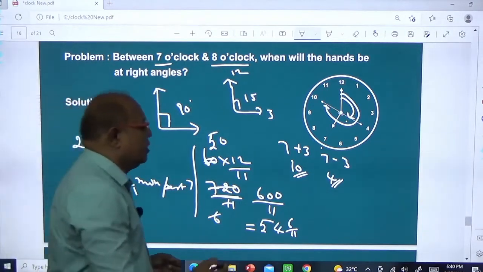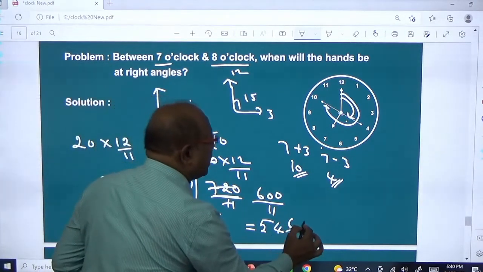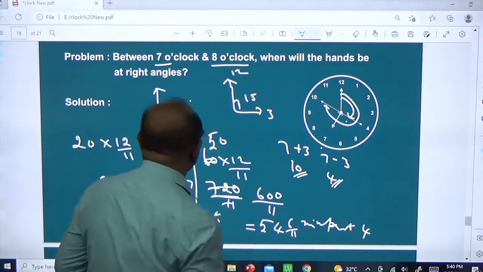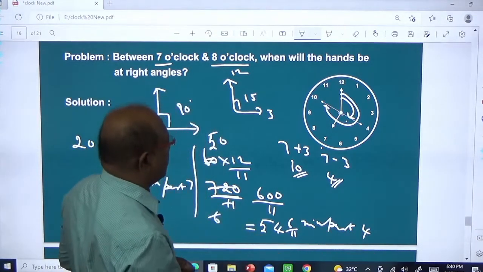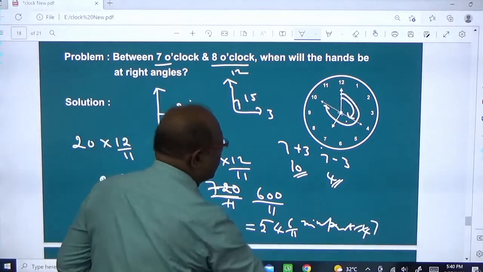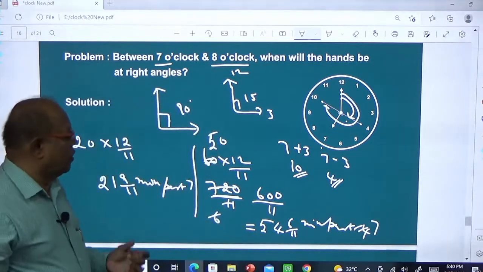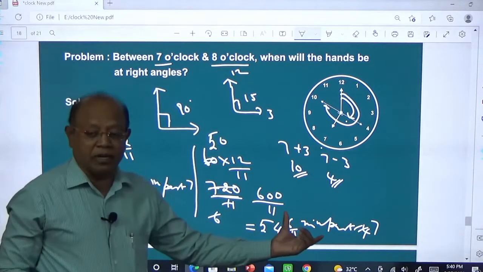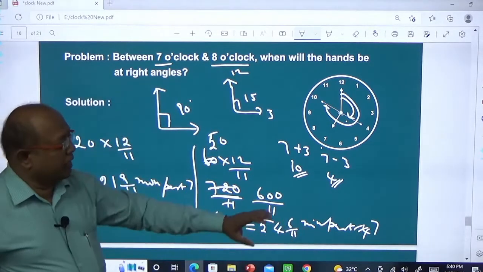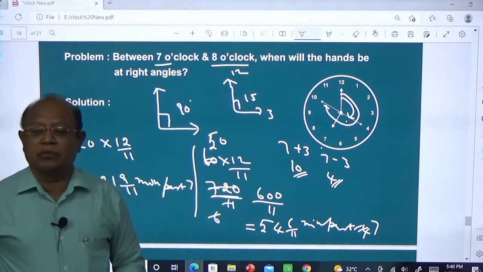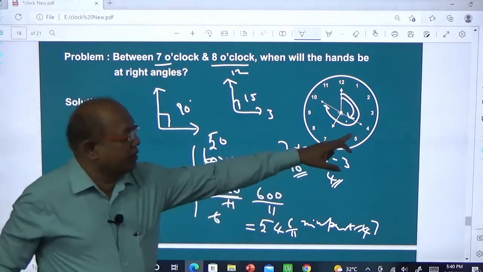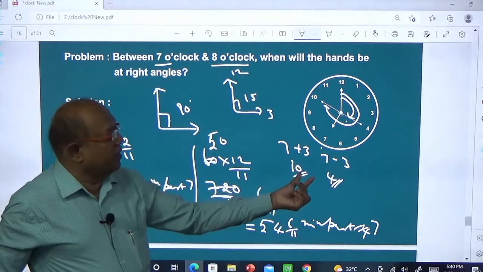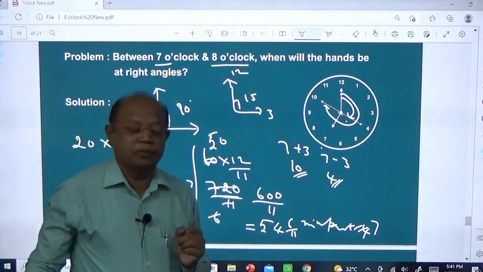Once again, 54 6 by 11 minutes, sorry, past 7. So you will get two right angles. One is 21 9 by 11 minutes past 7, and the other one, what we have to do, once again I am telling, see the position of the smaller hand, subtract 3 and add 3. 7 plus 3 is 10 and 7 minus 3 is 4.